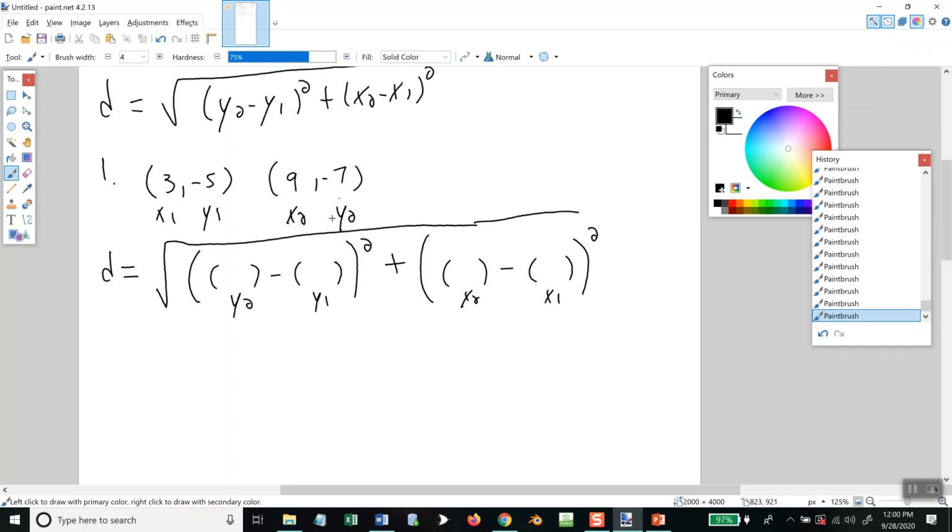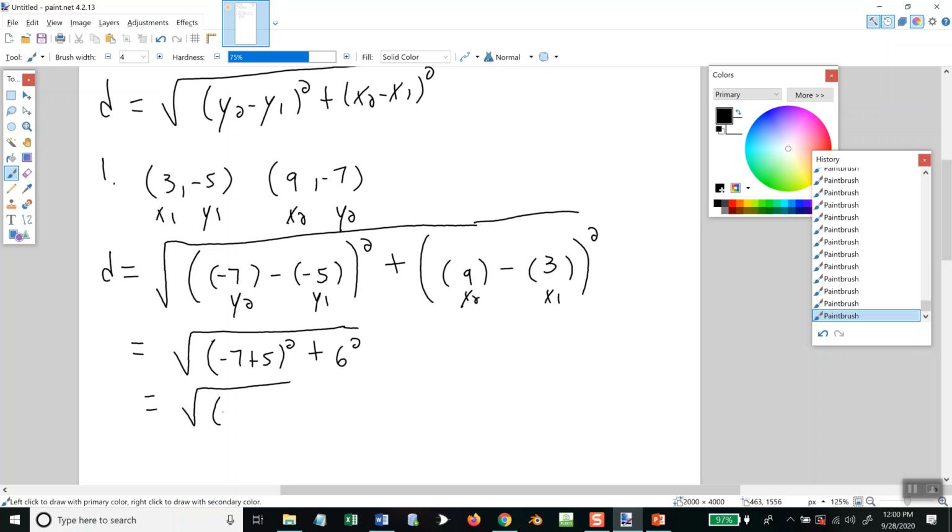Then you plug in the values. We put -7 for the y2. We put -5 for the y1. For the x2, we put 9, and for x1, we put 3. Here we've got -7 plus 5, squared. And here I got 9 minus 3, which is 6, squared.